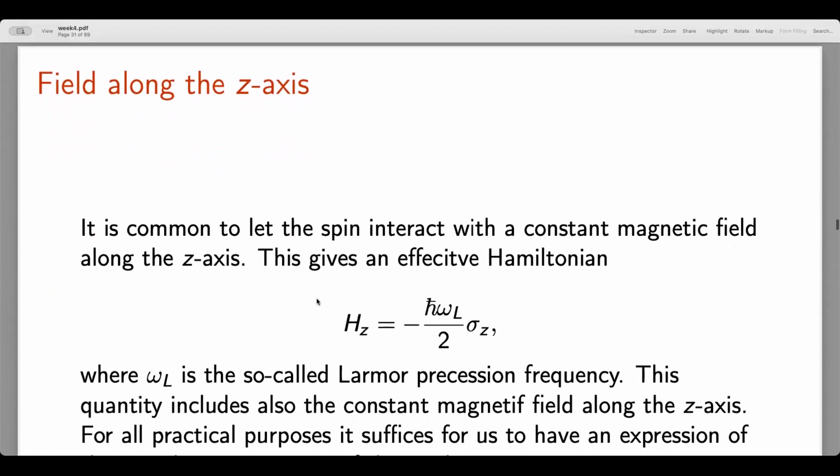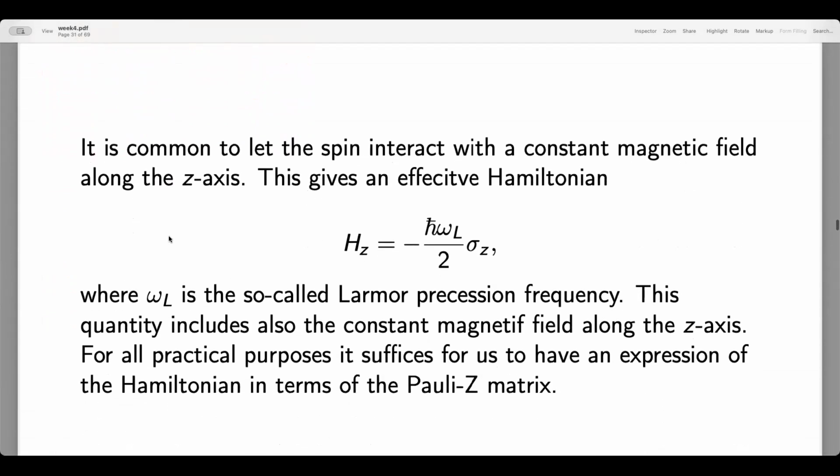So it's pretty common to let this spin interact with a constant magnetic field along the z-axis. And then what you end up with is an effective Hamiltonian, where there's omega here, which is called the Larmor precession frequency. And this contains specific physical constants. So what I'm doing now is just lumping together the system-specific physical constants in terms of h bar times this frequency. And then we have sigma z here.